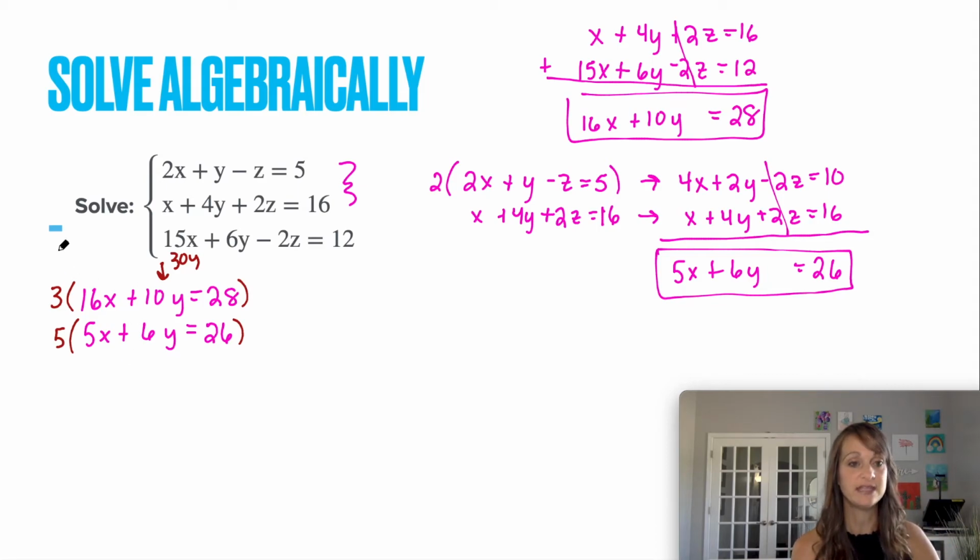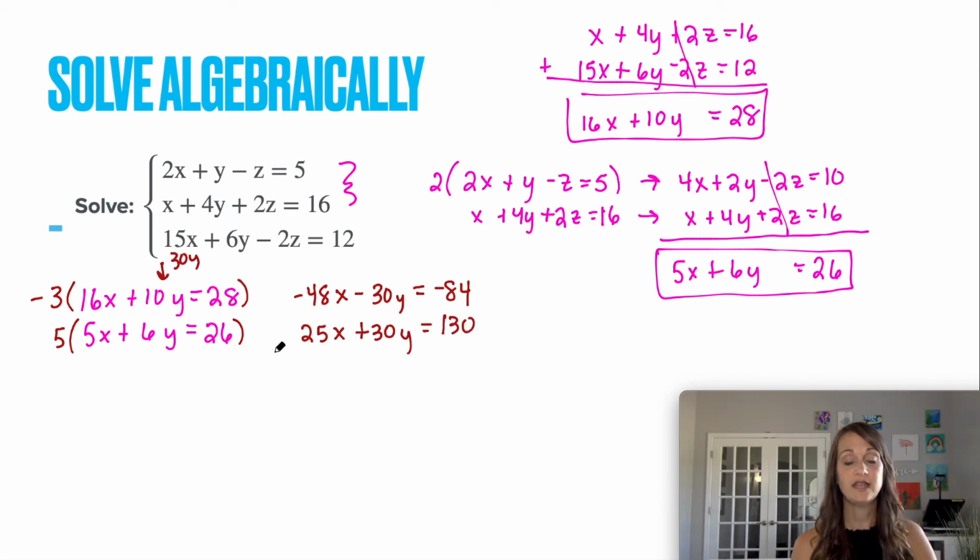Whenever we do that, we do need opposite signs. They're both positive. It does not matter which one you make positive and which one you make negative. I'm just going to make the top one negative. I will get negative 48x, negative 30y, and then quickly 28 times 3 is 84, negative 84. The bottom equation, I will get 25x plus 30y equals 130.